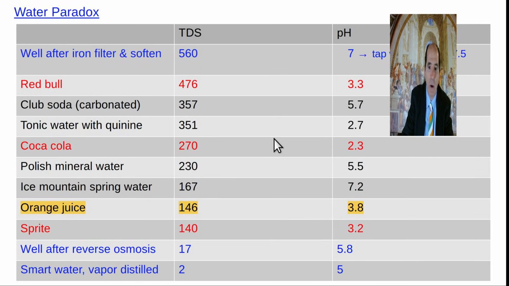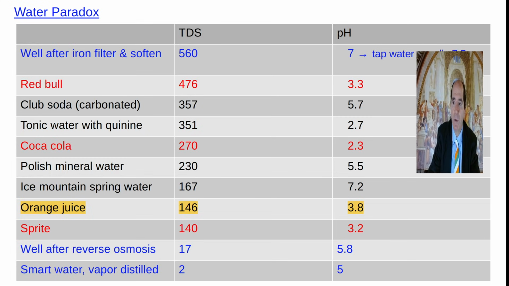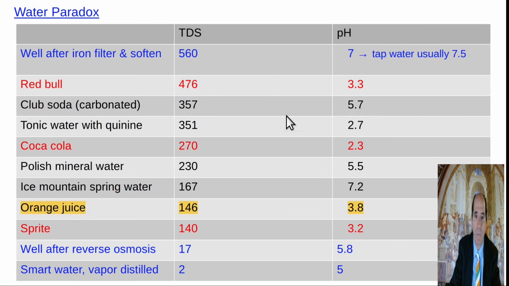There's something I call the water filter paradox. The more you filter a water to get the bad stuff out, the more you take everything out, including the minerals, some of which are beneficial. You also make it more acidic.